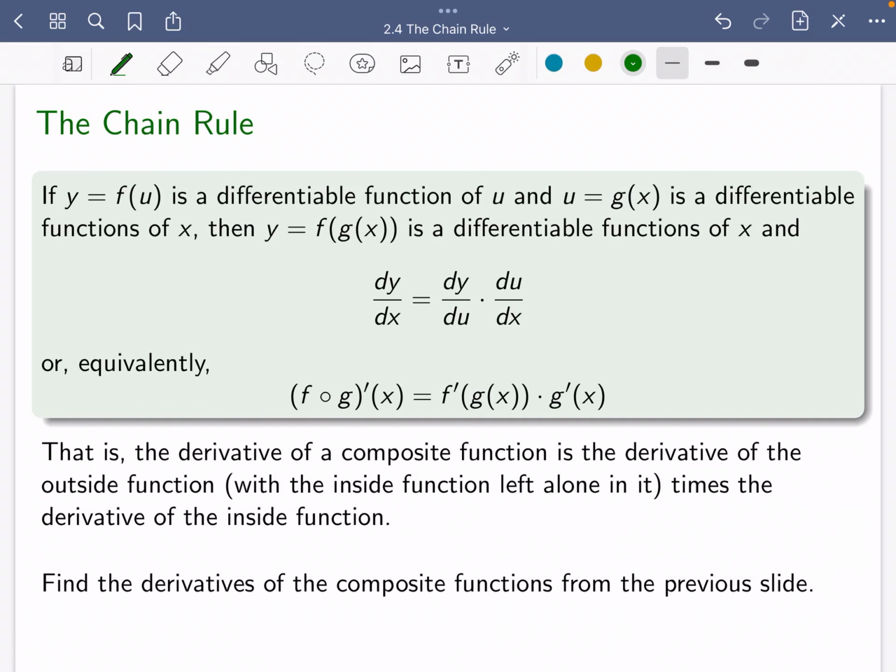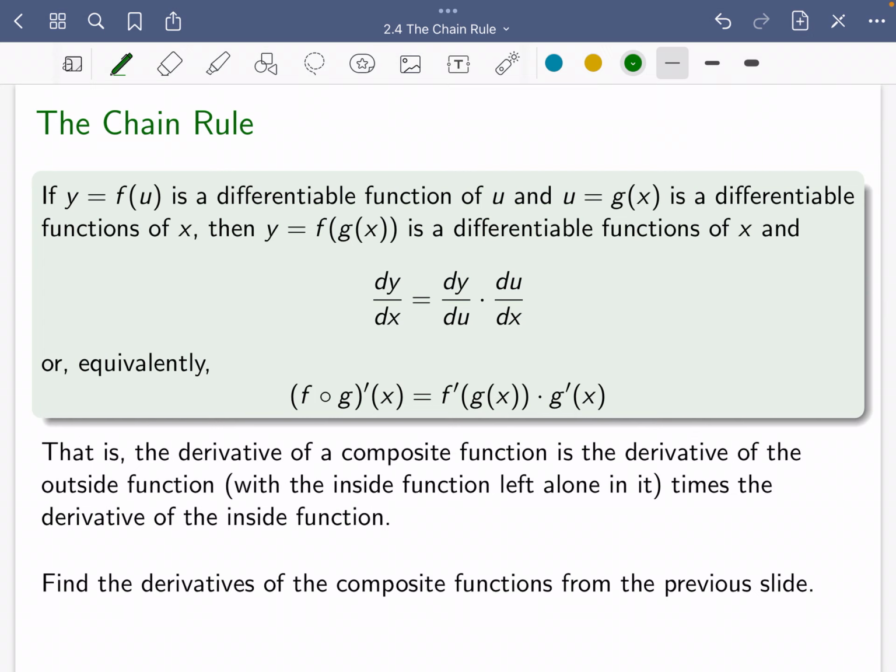In this video, we are going to present the chain rule, and then we are going to use that chain rule to find derivatives. We're going to find derivatives of the examples that we looked at in our last video. All right, so here is the chain rule.